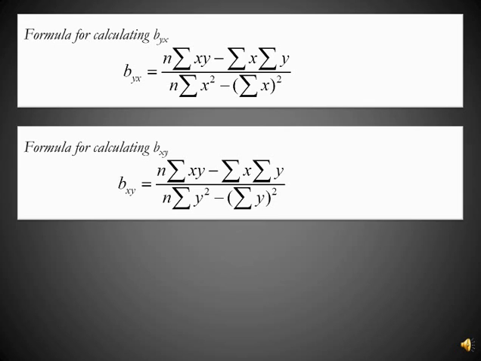If you compare these two formulae, you can see that for calculating byx and bxy, the numerator is the same in both cases, that is n sigma xy minus sigma x into sigma y. The difference is when we have to calculate byx, that is x is at the end, then the denominator will be n sigma x square minus sigma x whole square, and when we have to calculate bxy, that is y at the end, then on the denominator we have y values, that is n sigma y square minus sigma y whole square. So in this way, comparing these, you can learn these formulae and you have to learn them by heart.